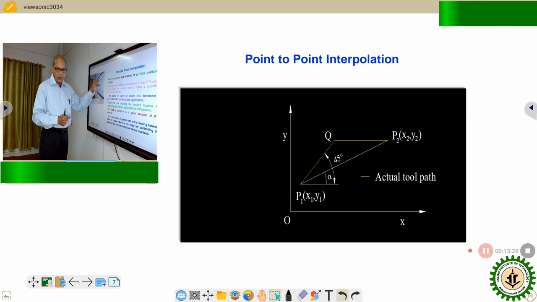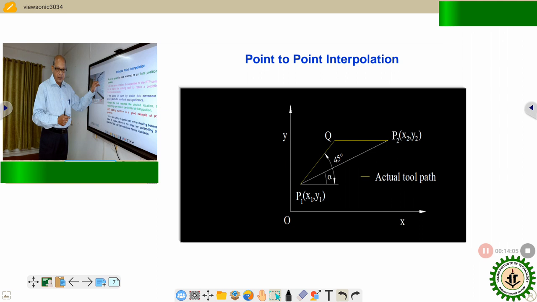Why is it so? If delta x, that is x2 minus x1, is greater than y2 minus y1, in which case will it happen? If the inclination angle alpha is less than 45 degree. If it is 45 degree, then delta x and delta y will be the same. If it is more than 45 degree, then obviously y2 minus y1 will be more than x2 minus x1. Now I have selected arbitrarily that alpha is less than 45 degree.